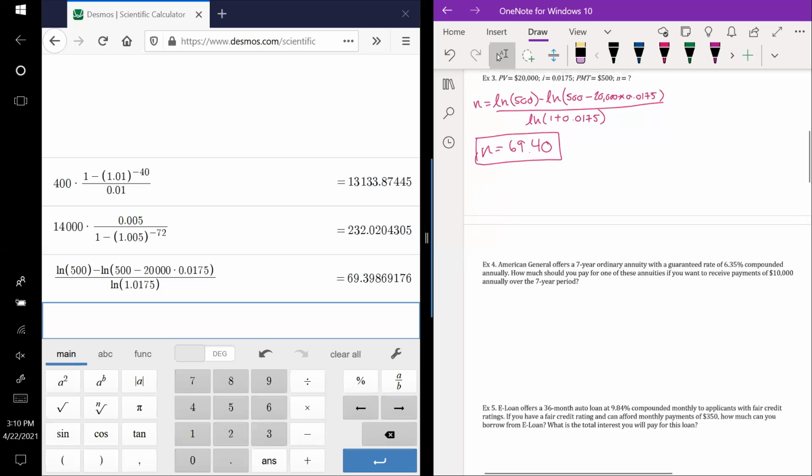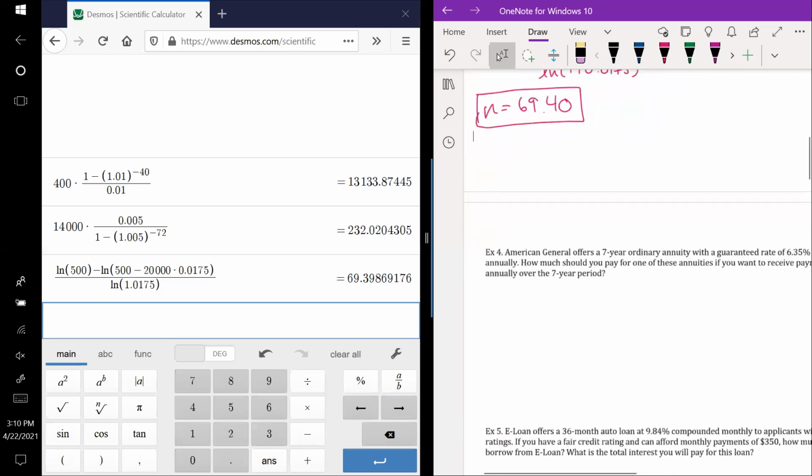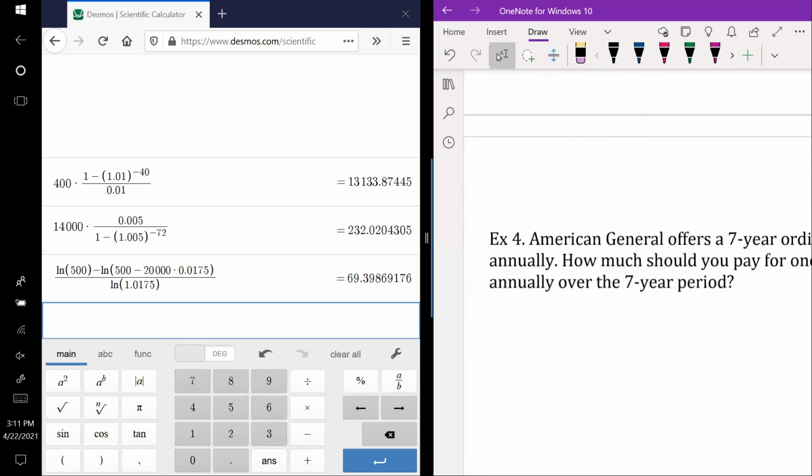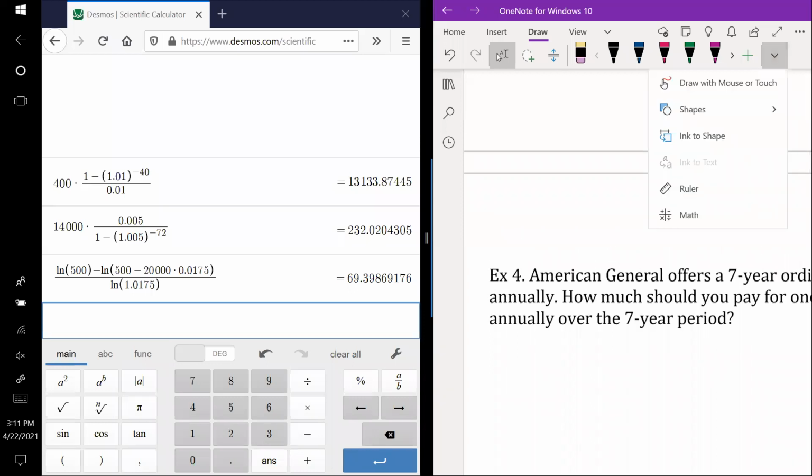Okay. So let's list everything we have. I'll zoom in, and it says we offer a 7-year ordinary annuity with a guaranteed rate of 6.35% compounded annually. So this means that we can find I and we can find N. So let's go ahead and find I first.